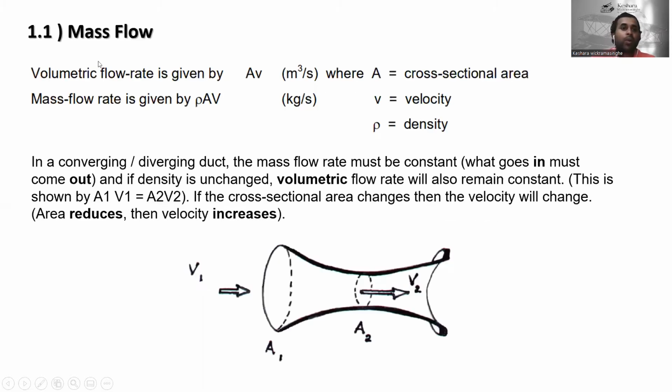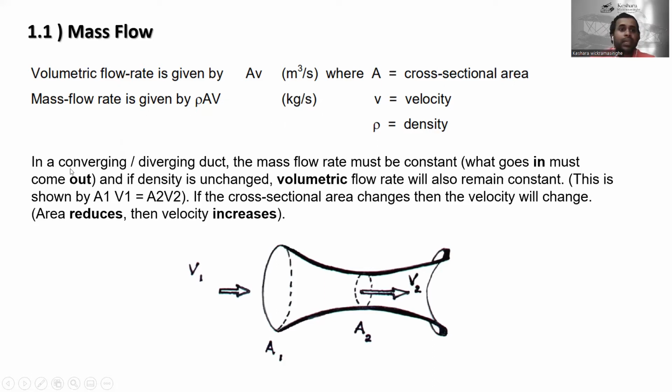The first one under aerodynamics is mass flow. The volumetric flow rate is given by A into V, where A is the cross-sectional area and V is the velocity. So the cross-sectional area into velocity, and the units are cubic meters per second. The mass flow rate is given by density into cross-sectional area into velocity, so the units are kilograms per second.